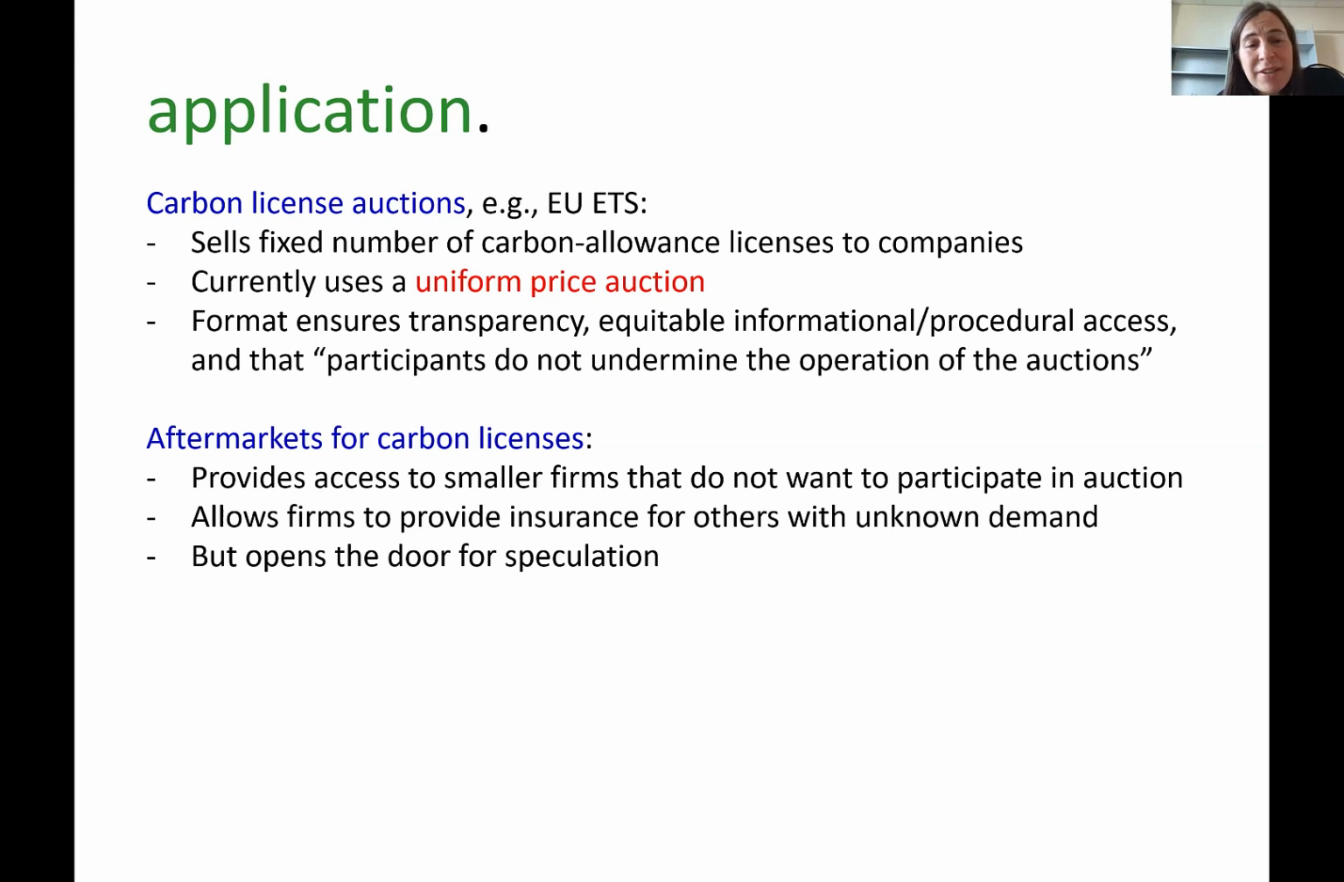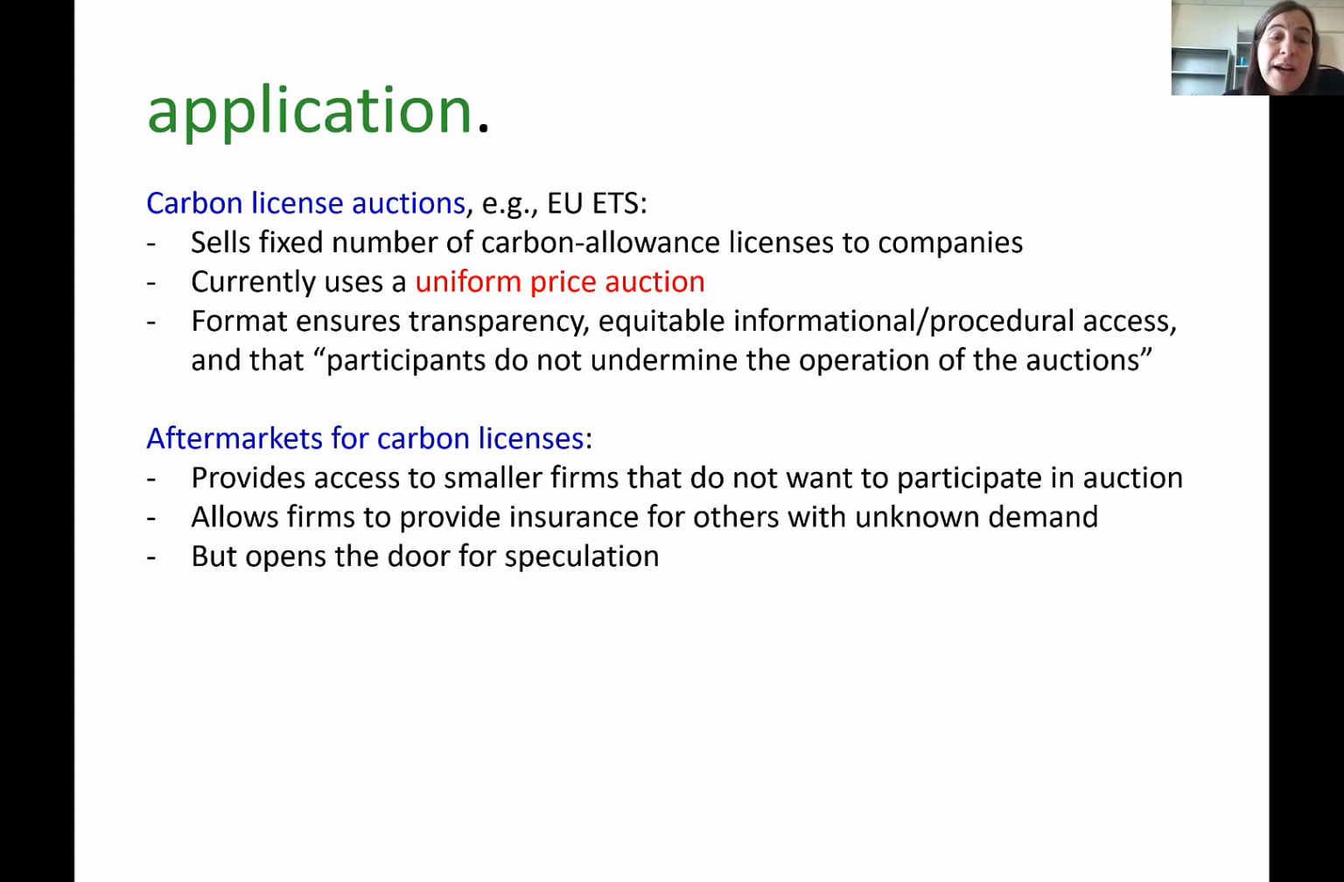These aftermarkets are actually condoned and encouraged by the EU. There's many advantages of these aftermarkets. They provide access to smaller firms that maybe don't want to participate in the primary auction. So this idea of equitable access is reinforced by the existence of the aftermarket.